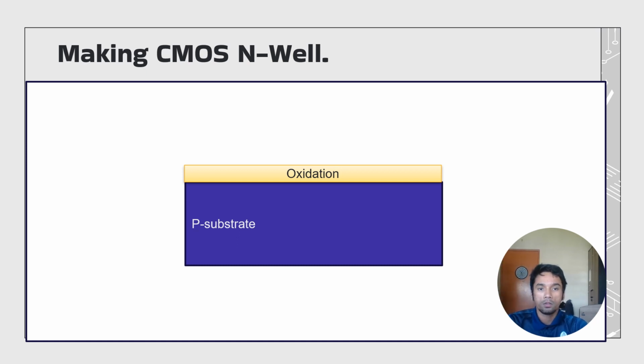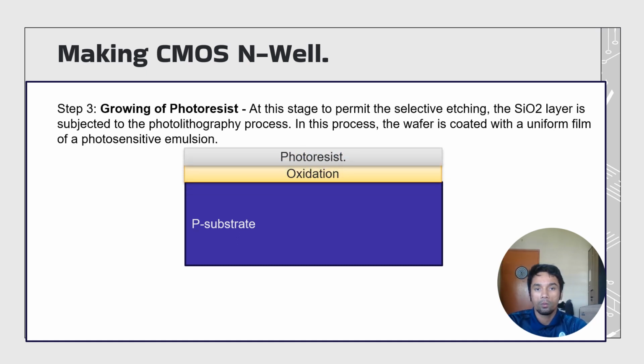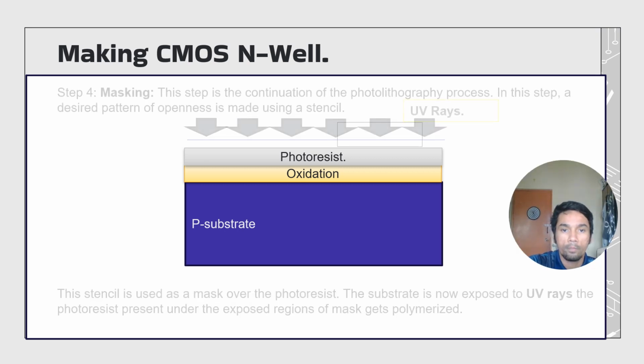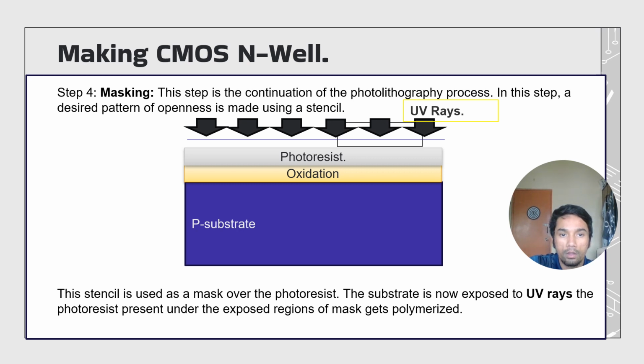So step number 3 is that we want to do selective etching. The silicon oxide layer is subjected to the photolithography process. In this process, the wafer is coated with a uniform film of a photosensitive emulsion. Step number 4 is we do masking at this certain area, but we leave certain area over here to be exposed to UV rays. So this will polymerize the substrate.